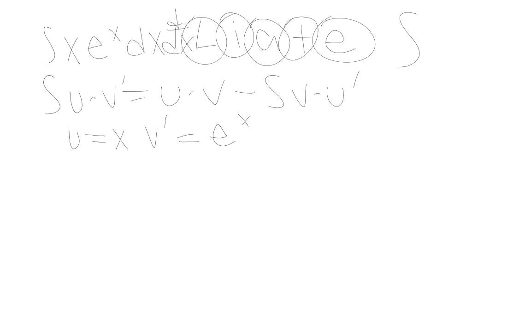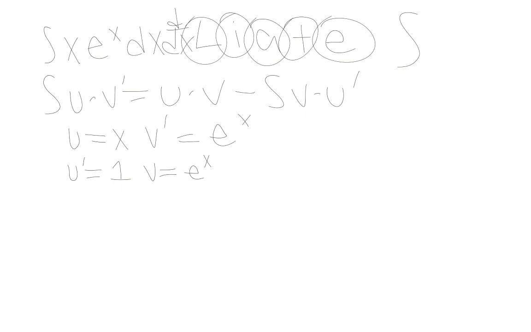If u equals x, then u prime equals 1. That's a fairly easy derivative to take. And if v prime equals e to the x, well, the integral of e to the x is just e to the x. And in the case of integration by parts, for our purposes here, actually for any purposes, we don't need to worry about the constant of integration, as it's going to appear in the problem anyhow, as with any indefinite integral.